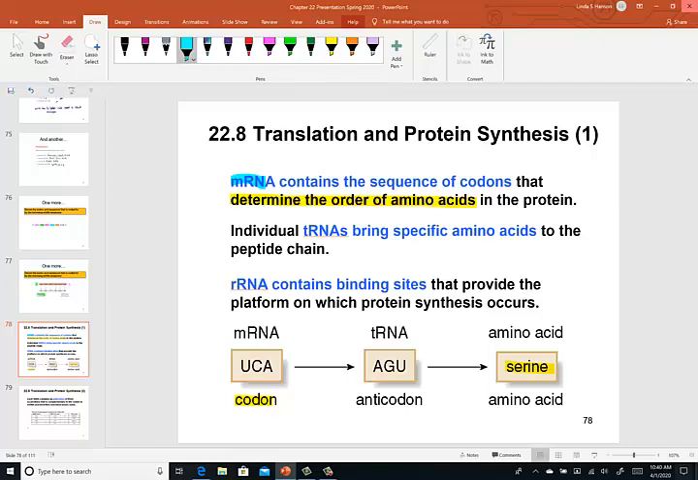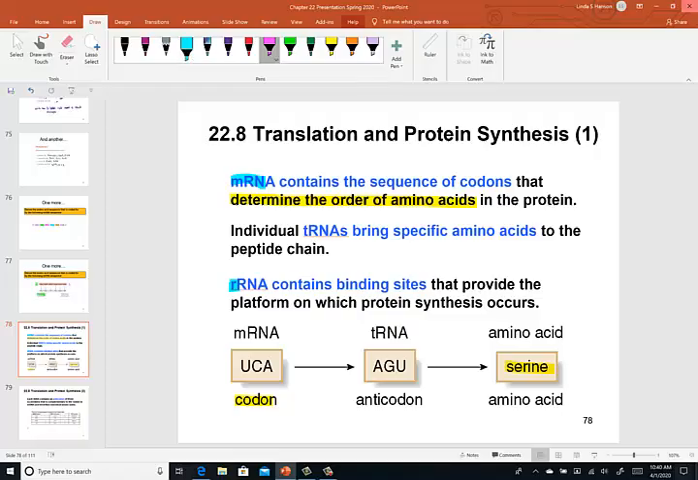And then the site where this is all occurring, where the proteins begin to get built by joining amino acids together, is in the ribosomal RNA. If you recall, that was little r, ribosomal RNA. And it contains all those binding sites that provide the platform for which these proteins get synthesized.